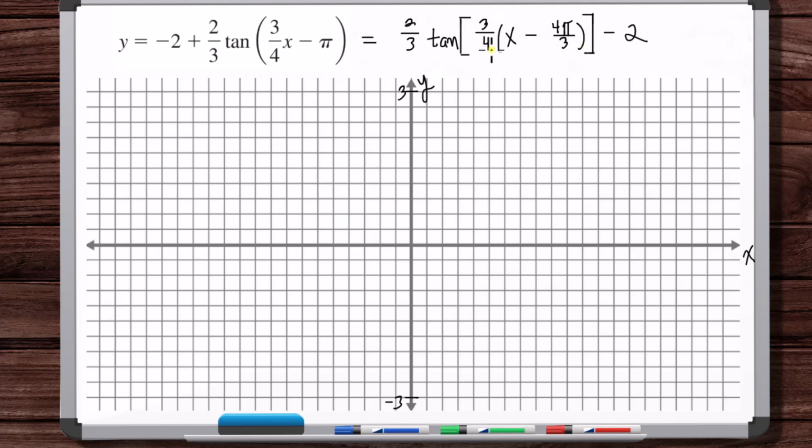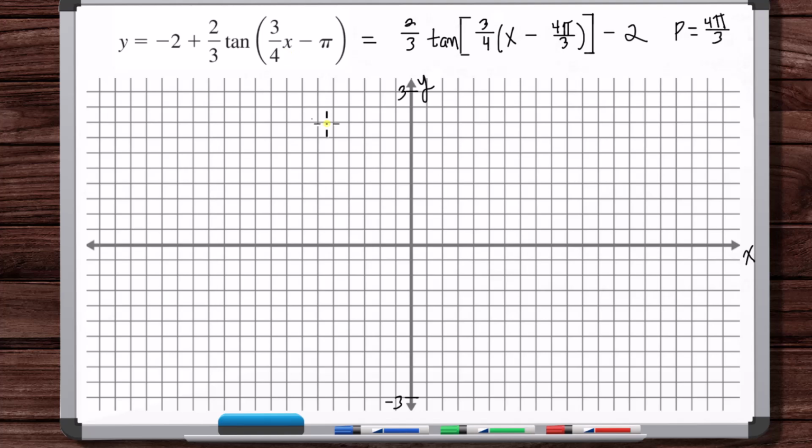The period is normally pi, but we're going to be scaling by the reciprocal of this 4/3. So we're going to be taking pi and multiplying it times 4/3. So the new period is 4 pi over 3, because originally it was pi.